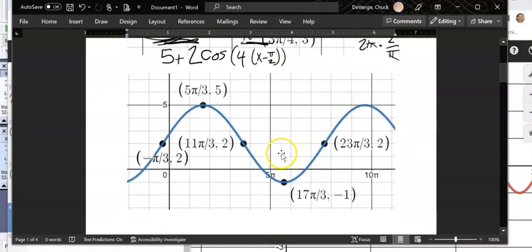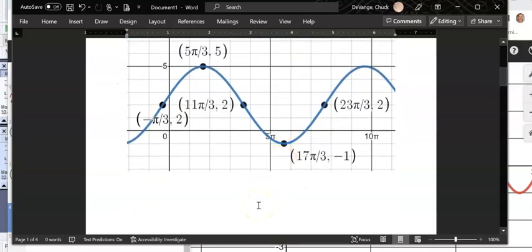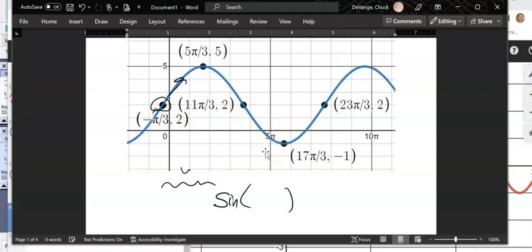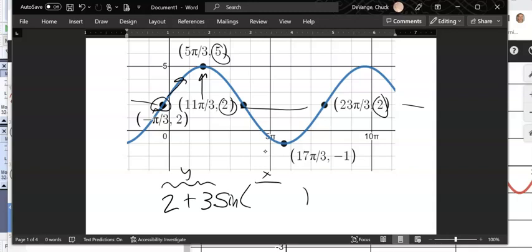Great, let's do another one. Looks like it's starting in the middle going up. That's sine. Y values are going to give me information out here. X values are going to give me information in here. So my midline is at a height of 2. And then from 2 up to 5 is 3. So plus 3, the amplitude is 3. And now you're done with y. Don't look at y's anymore. The rest of this is just x's.